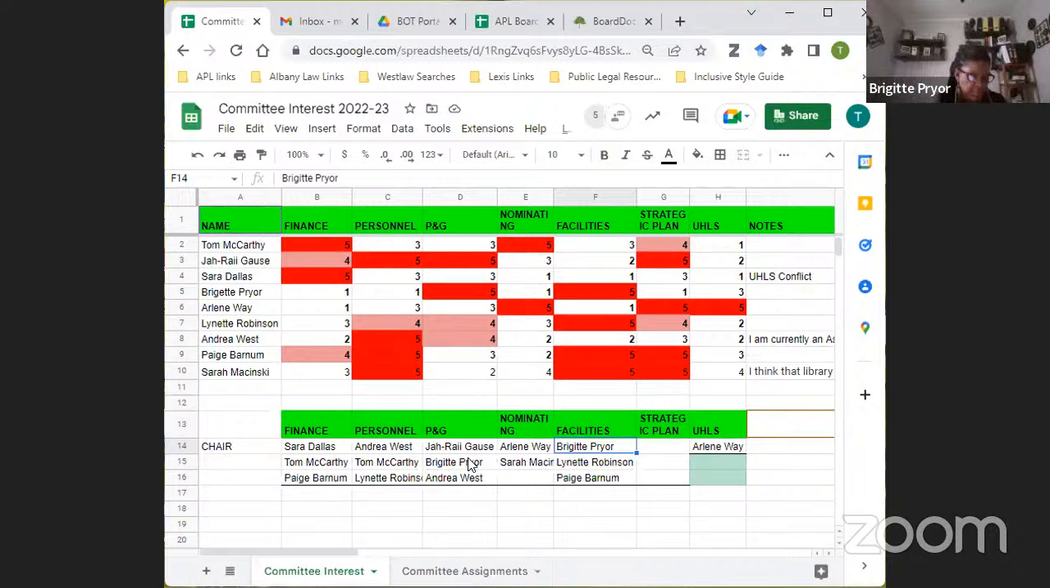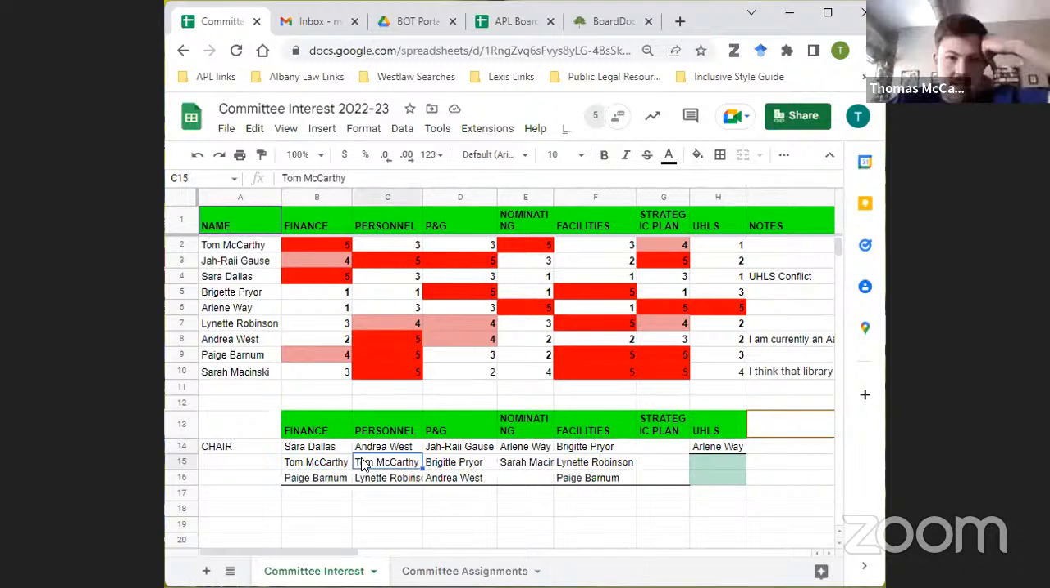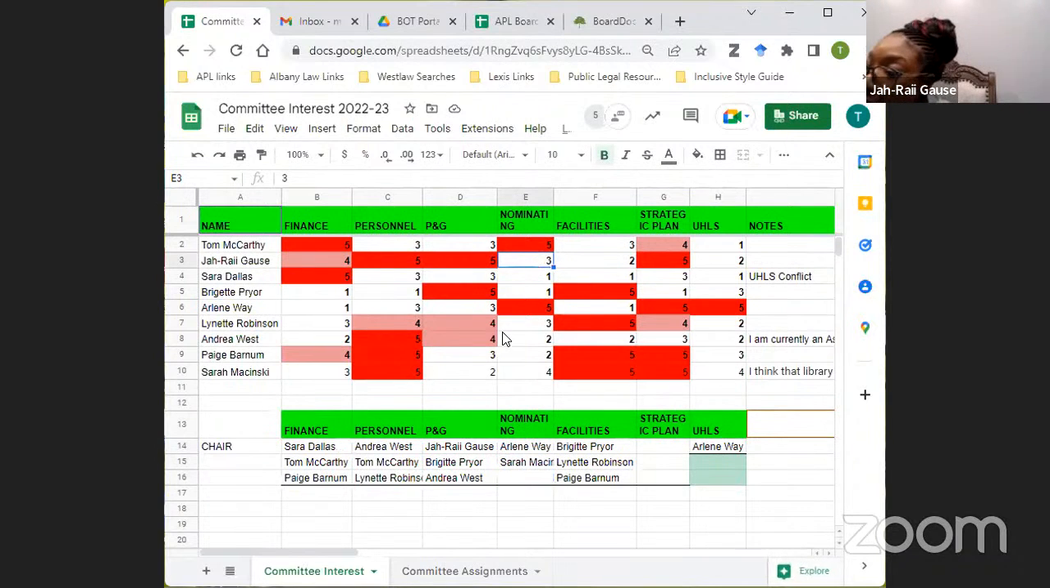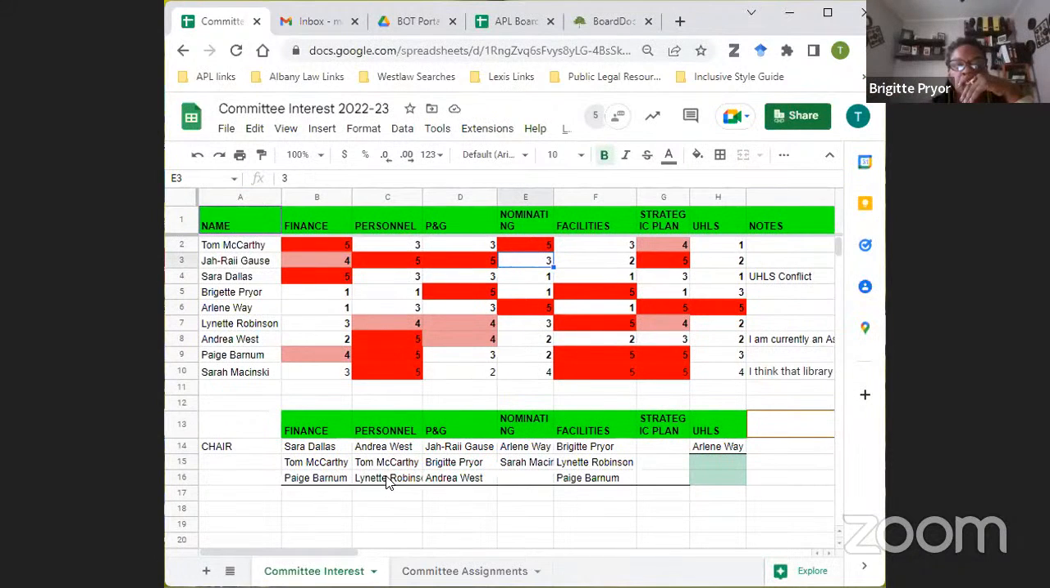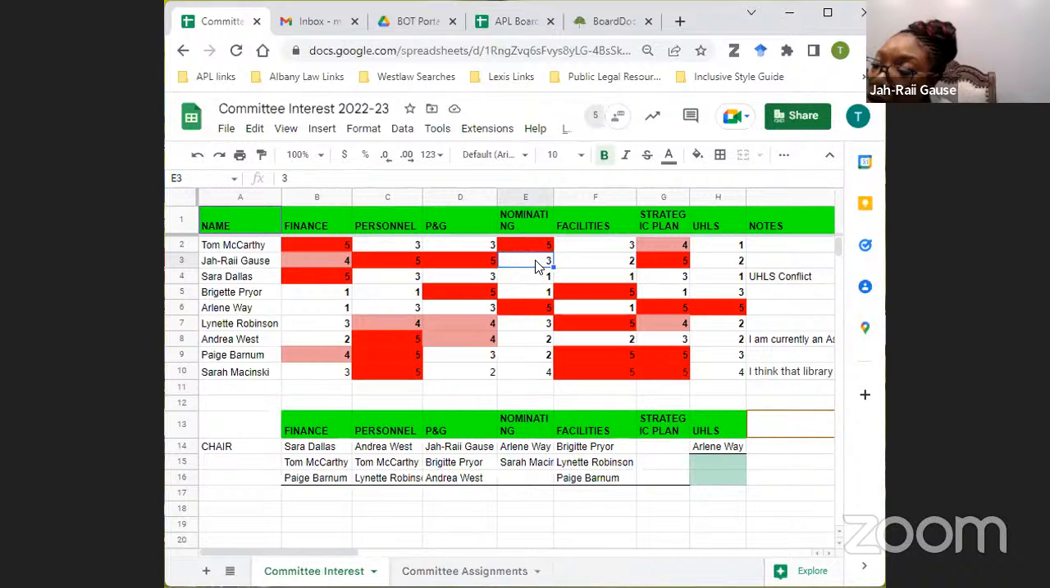Okay. And then I have 2 plus executive committee. Brigitte has 2 plus executive committee. Jare has 1, and Sarah Dallas has 1 plus executive. I wanted personnel and finance, but those are both done. So I guess it would be nominating committee? Yeah, I would be on nominating or facilities, basically, right?